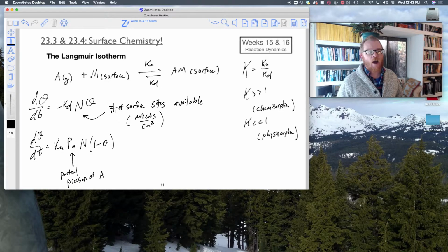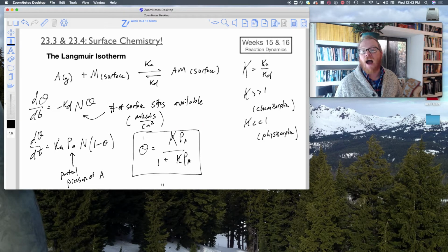And as it turns out, we can show using the steady state approximation that theta, the number of layers on the surface, the number of monolayers, is equal to K, this equilibrium constant, times the partial pressure of A divided by 1 plus K times Pa. So this is the very famous Langmuir isotherm, named for the scientist Langmuir.